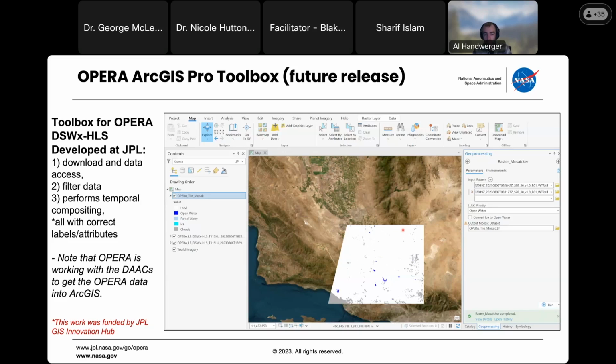So you can download data right through ArcGIS Pro, and then you can do things like filter the data and even perform some temporal compositing, which can be really useful for helping to reduce the cloud cover of your area of interest. We'll have more information on this soon, but I expect within the next few months we'll have this ready to install into your ArcGIS Pro Toolbox.